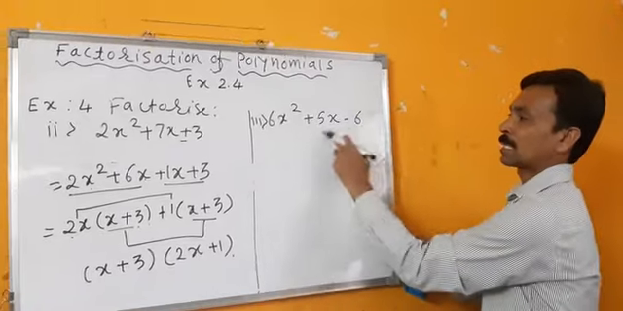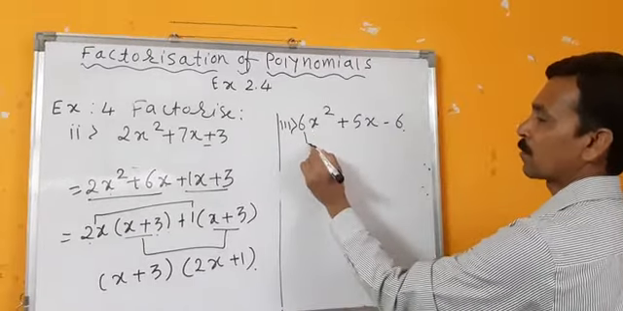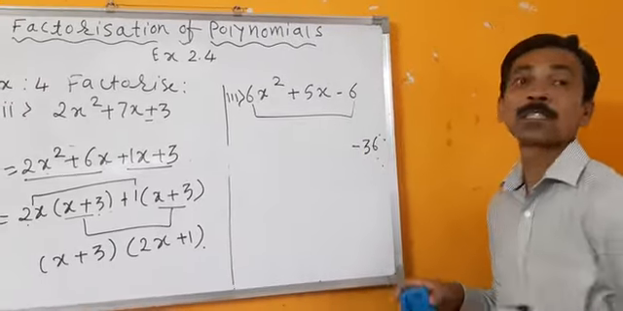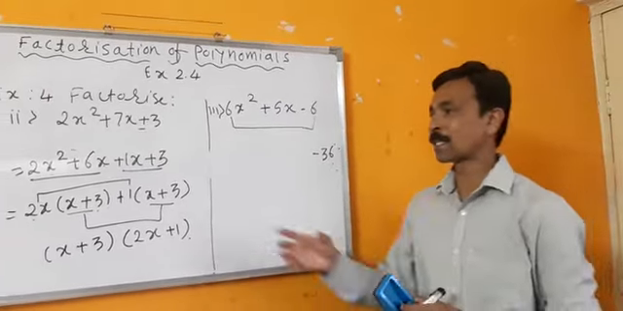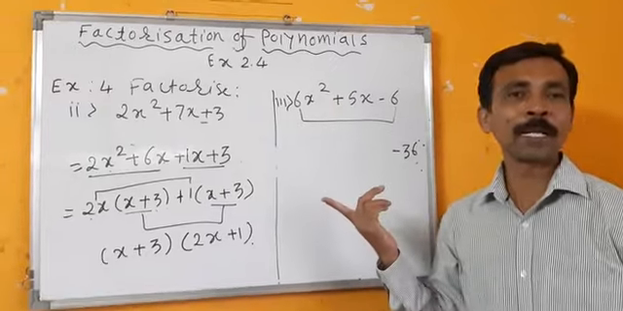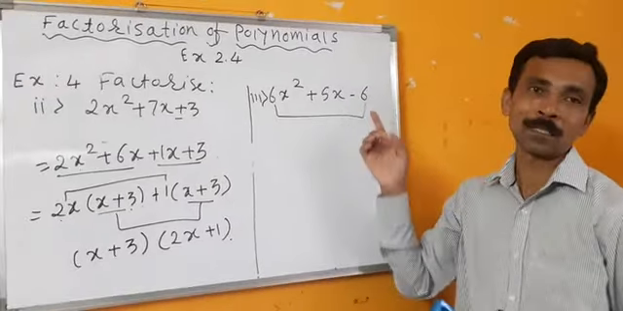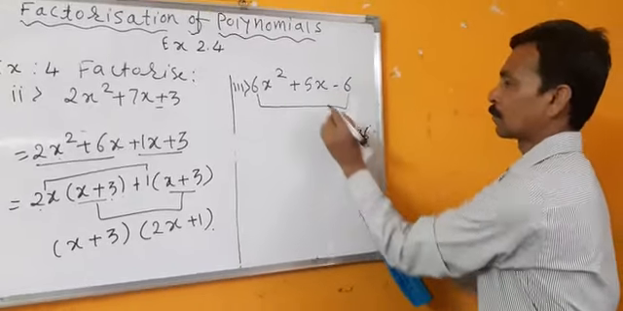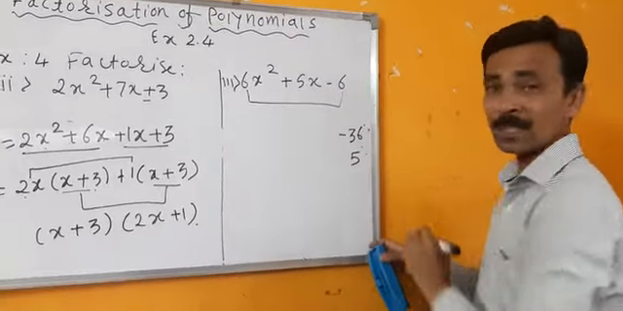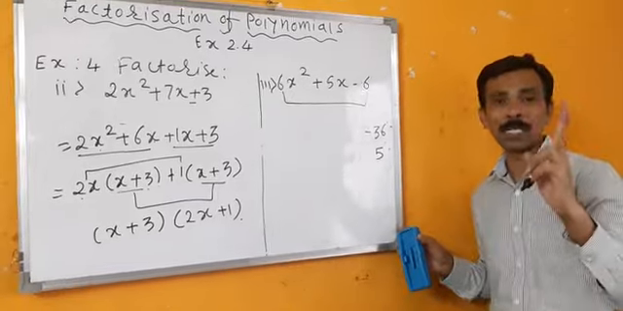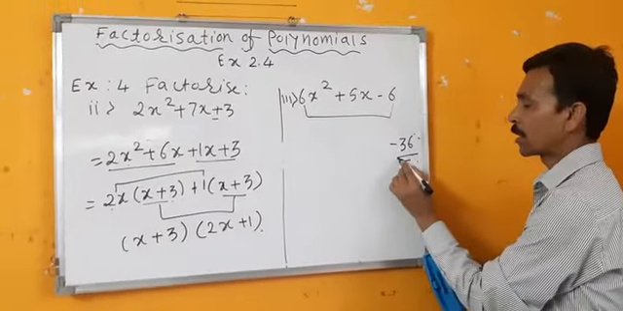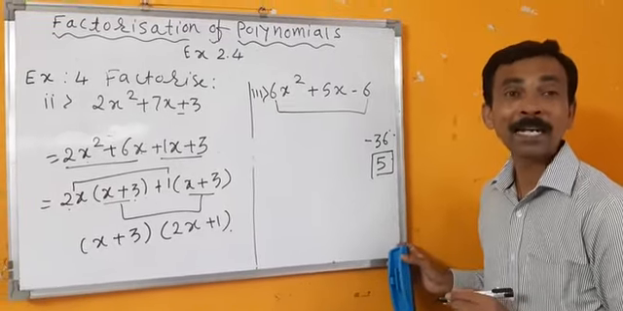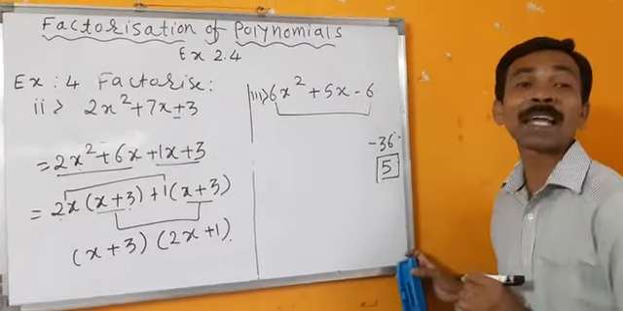6x square plus 5x minus 6. Multiply the first and last term. What is 6 into minus 6? Minus 36. It is not that it will always be positive. It can be negative also, it depends on the sign. So 6 into minus 6 is minus 36. What is the middle term? 5. Now we have to find two numbers in such a way that the addition should be plus 5 and the multiplication should be minus 36.